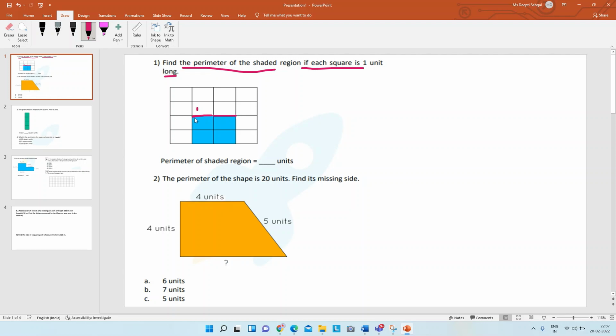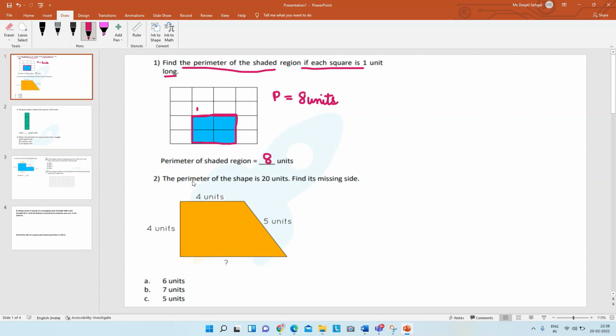So let's find the perimeter. What is perimeter? Perimeter is the boundary of a figure. So let's find the perimeter. This is 1, 1 plus 1, 2, 3, 4, 5, 6, 7, and 8. So the perimeter of this figure is 8 units. So we will write here 8 units.